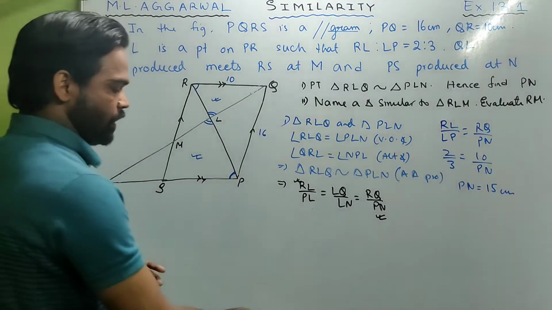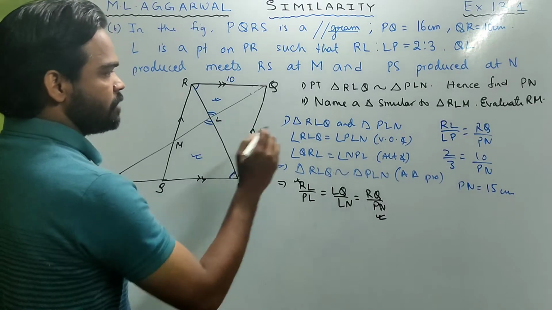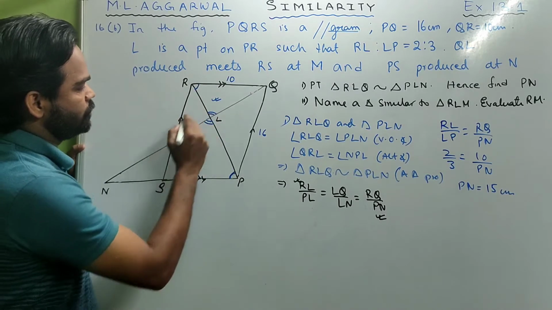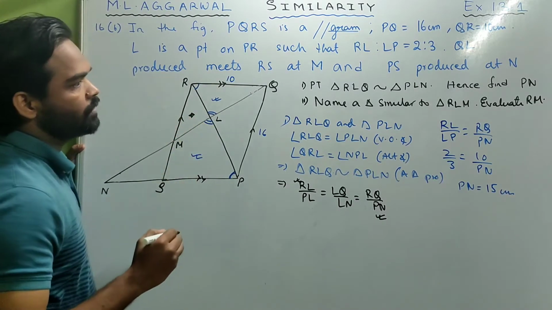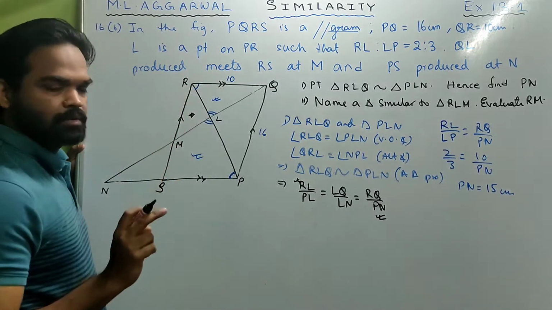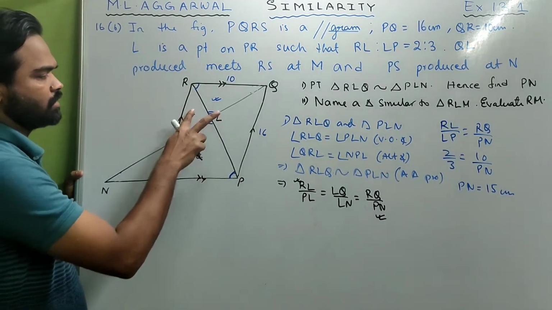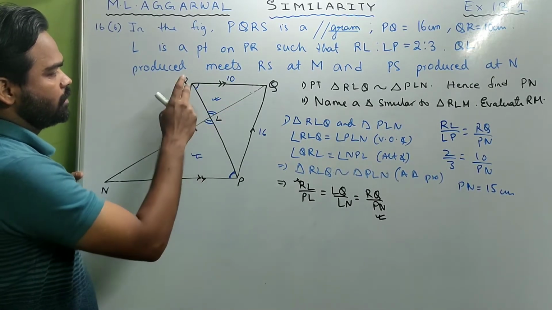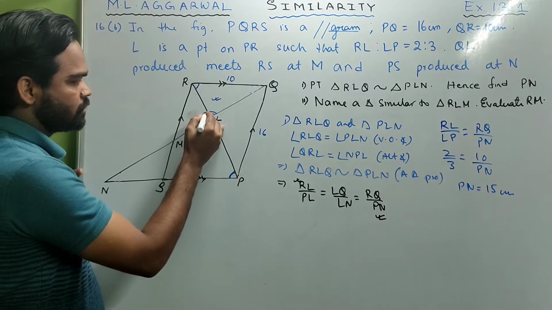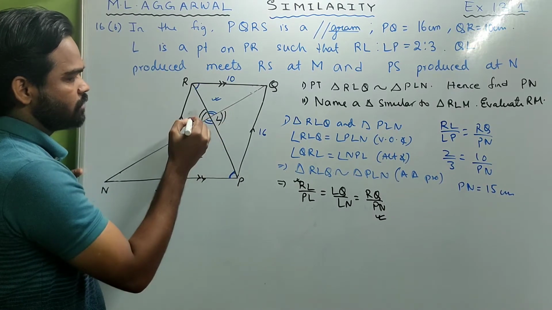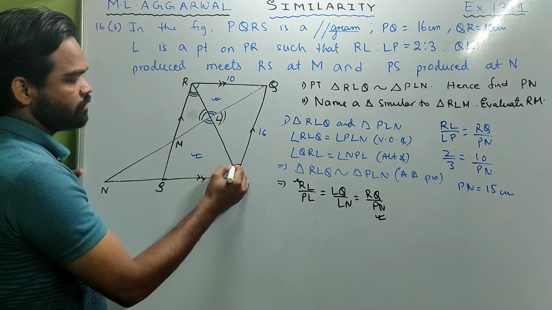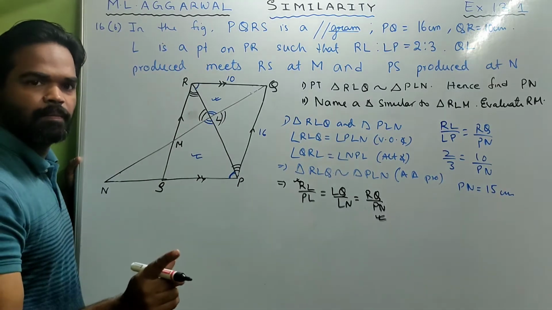Now am I clear or not? Now let us see part 2. Name a triangle similar to RLM. Evaluate RL. If you look carefully, I'm talking about triangle RLM and QLP. This angle and this angle are equal, and this angle and this angle are equal, which means these two triangles are similar, isn't it?